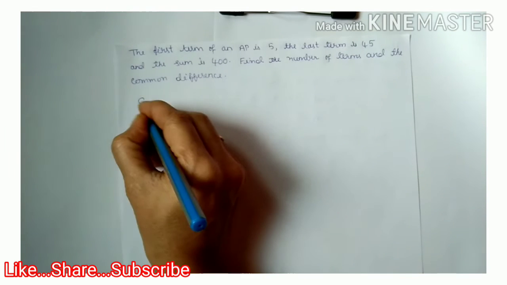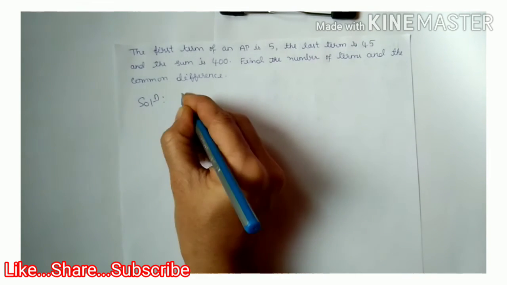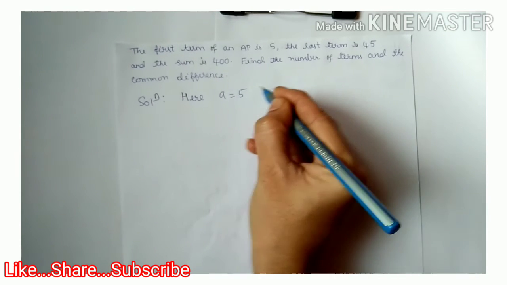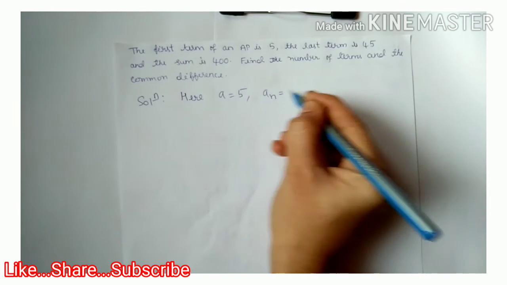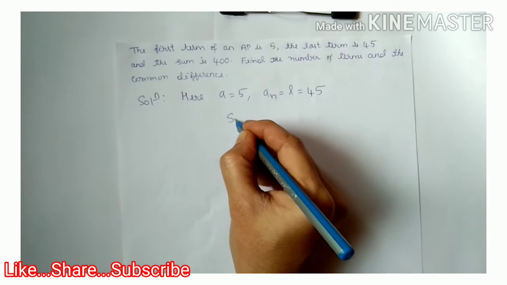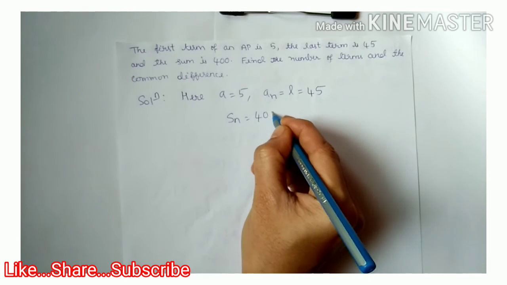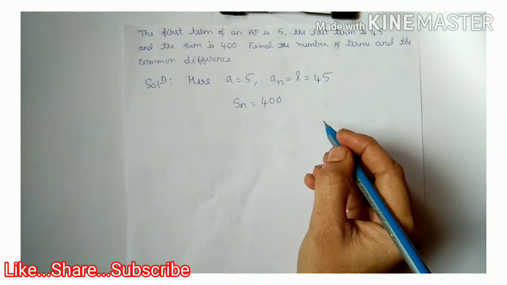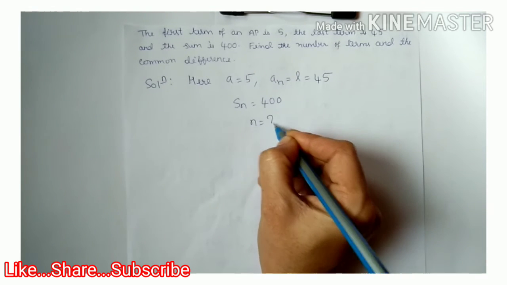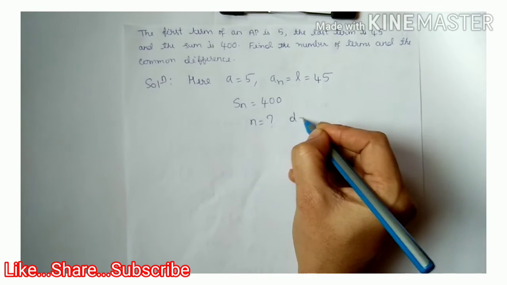Solution. Here first term is 5. Last term an or l is 45. And the sum is 400, Sn is 400. We need to find number of terms and common difference.